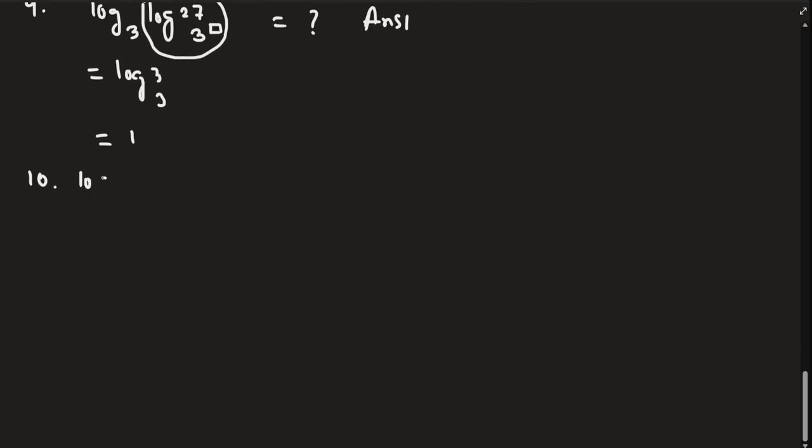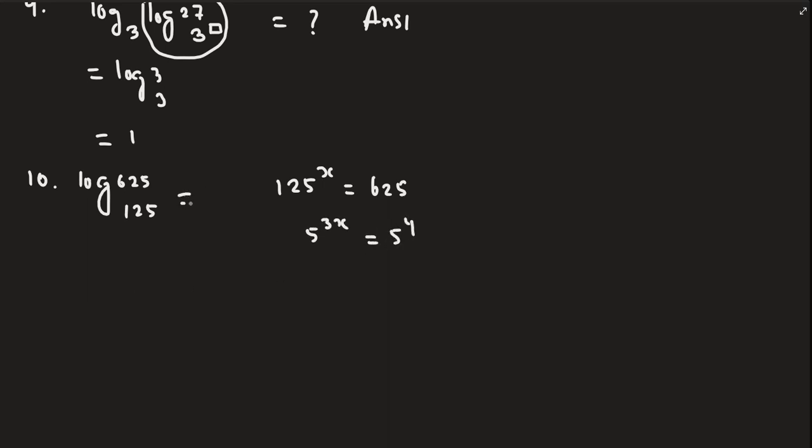Logarithm of 625, and base is 125. So some power of base is nothing but 625. So it is nothing but 5 to the power 3x, which is the same as 5 power 4. So x is equal to 4 by 3 only.